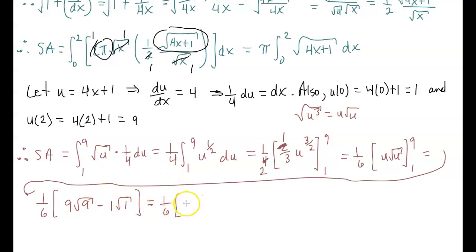And of course, square root of 9 is 3, and square root of 1 is 1, times 1 is 1. And of course, 9 times 3 is 27. So this ends up just being 26 over 6. And this ends up having a common factor of 2.